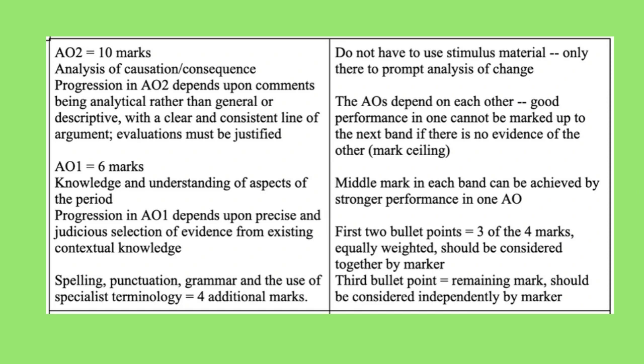It's also important to note that the AOs depend on each other, so that means that no matter how well you do in one of the AOs, if your performance isn't quite as good in the other, or if you haven't included any of the other one, then it does unfortunately hold you back. So make sure that you're analysing the particular second order concept in the question, but you're using your own knowledge to support that. It's really, really important that you're addressing both of the AOs.